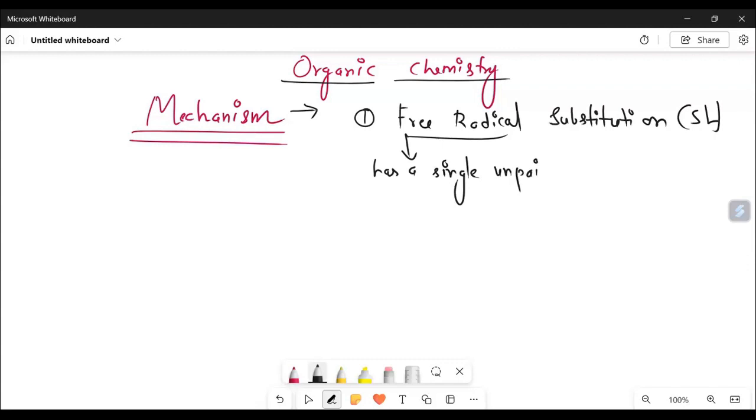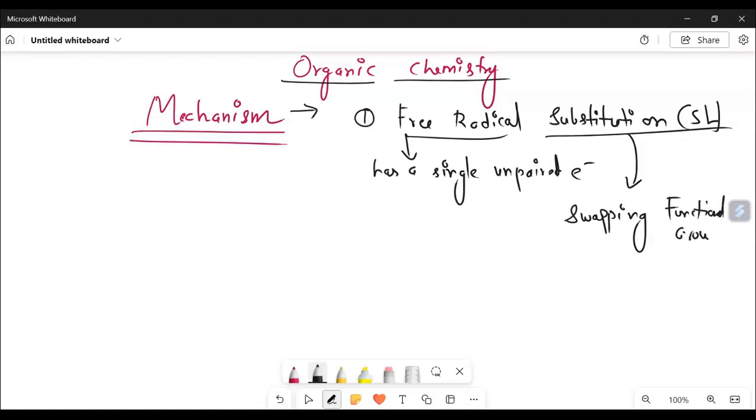Single unpaired electron. Substitution means swapping, swapping a functional group. Now let's discuss the general reaction of it.